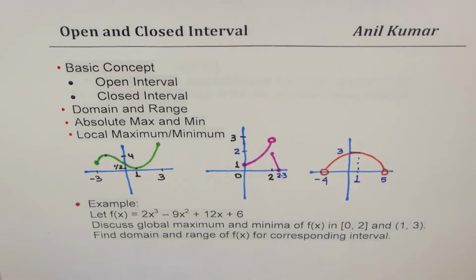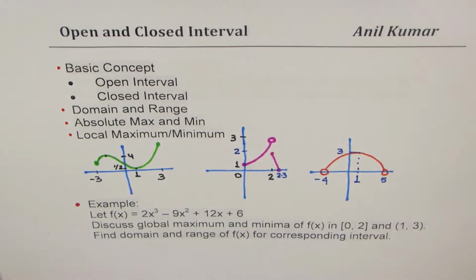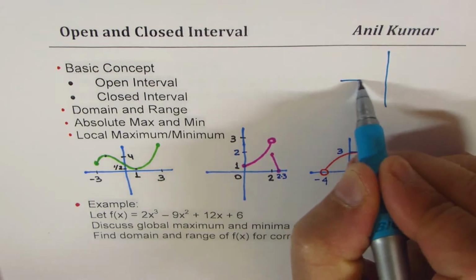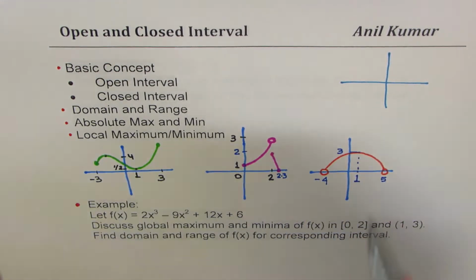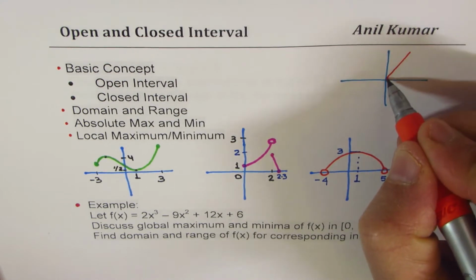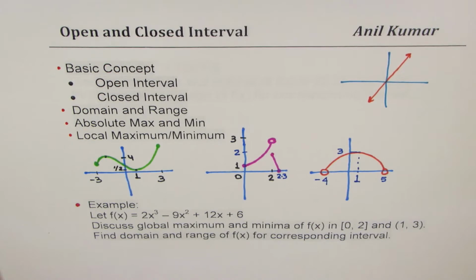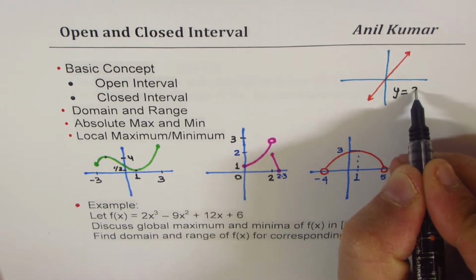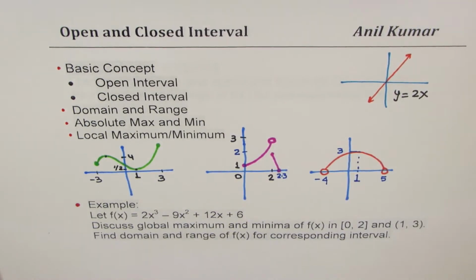Now, let's begin with understanding what is open interval and what is closed interval. So let me just sketch a line here to begin with, and from there we'll start our discussion. On this plane, let us say we have a line which is kind of like this. For simplicity, I'm drawing it through the origin. A simple equation for this line could be y equals 2x, for example, right? So that's the line which we are considering.